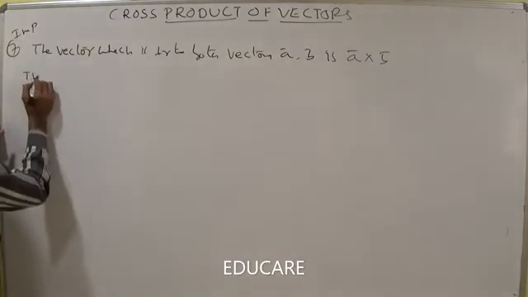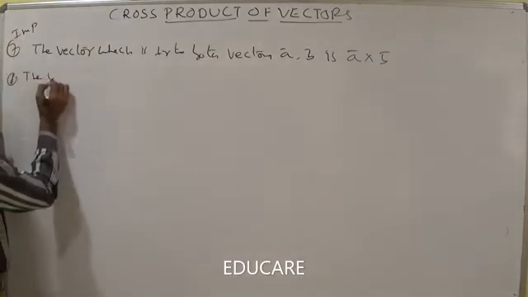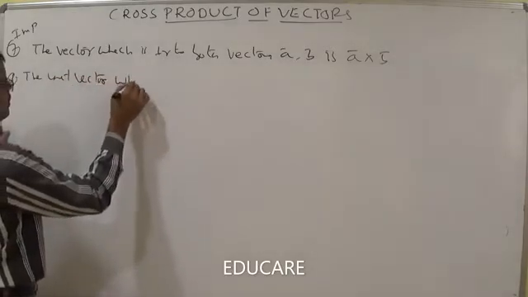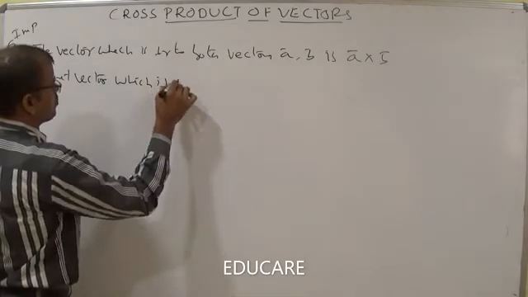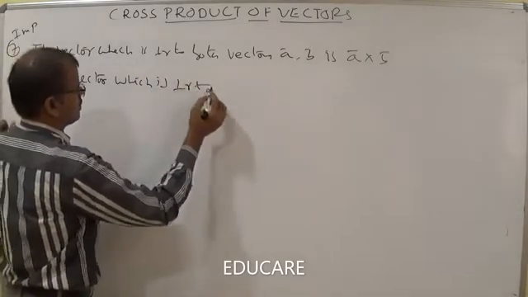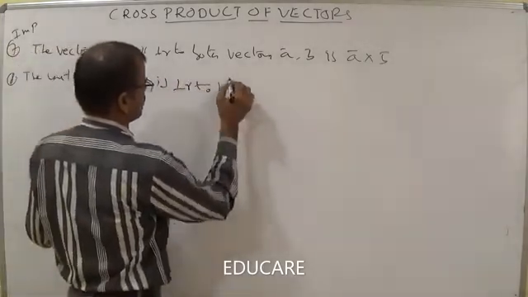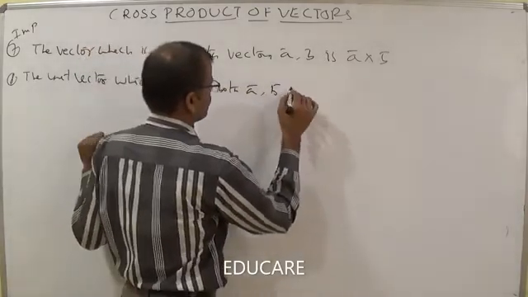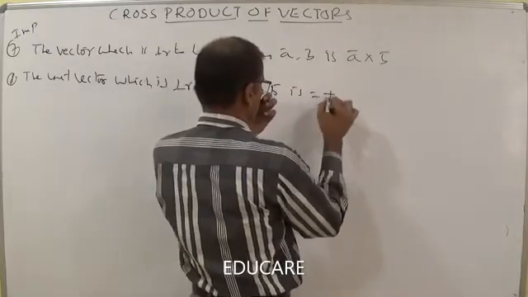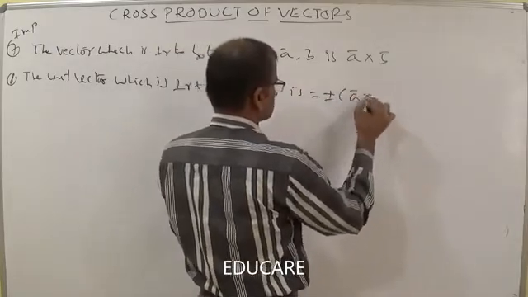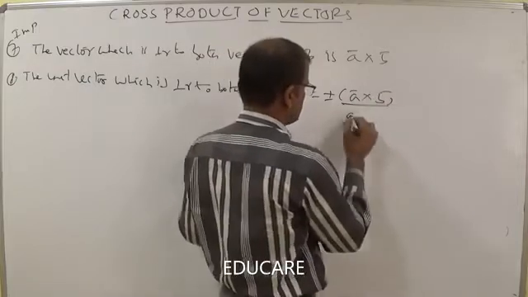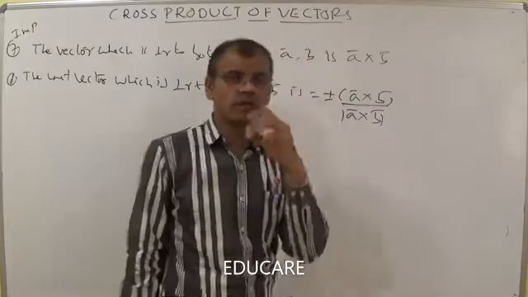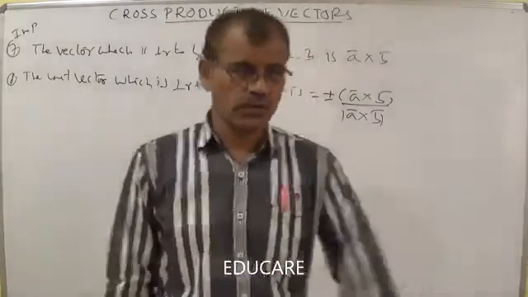The unit vector, this is also important. The unit vector which is perpendicular to both A bar, B bar is equal to the formula plus or minus A bar cross B bar by modulus of A bar cross B bar. This plus or minus indicates the positive direction and the negative direction.